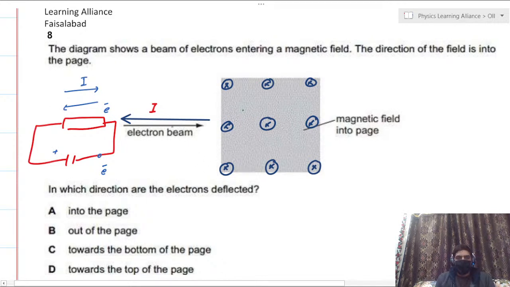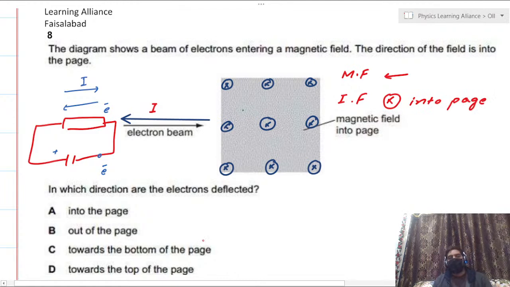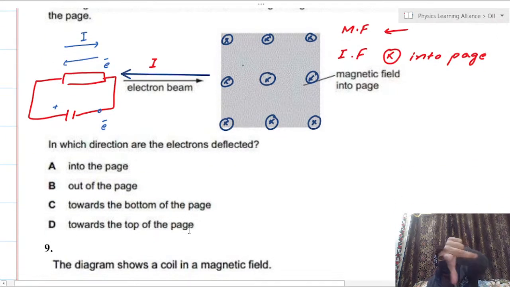So the middle finger has to be backward. I'll be writing here. This is how you apply the left hand rule. Middle finger in this direction, backward. Index finger should be into the page, inward. And then the direction of force on the electrons would be towards the bottom of the page. You apply the left hand rule, it would look like this, towards the bottom of the page.